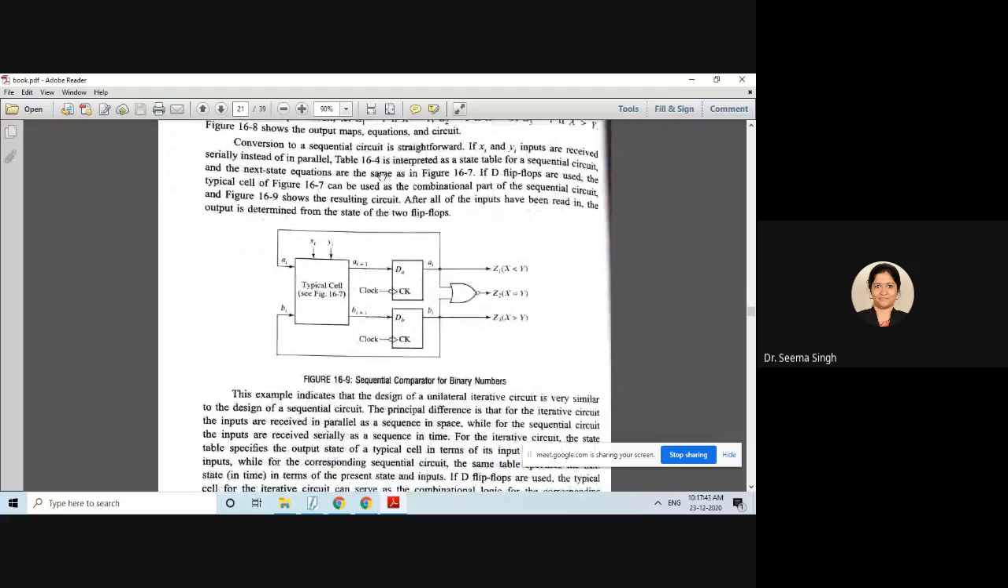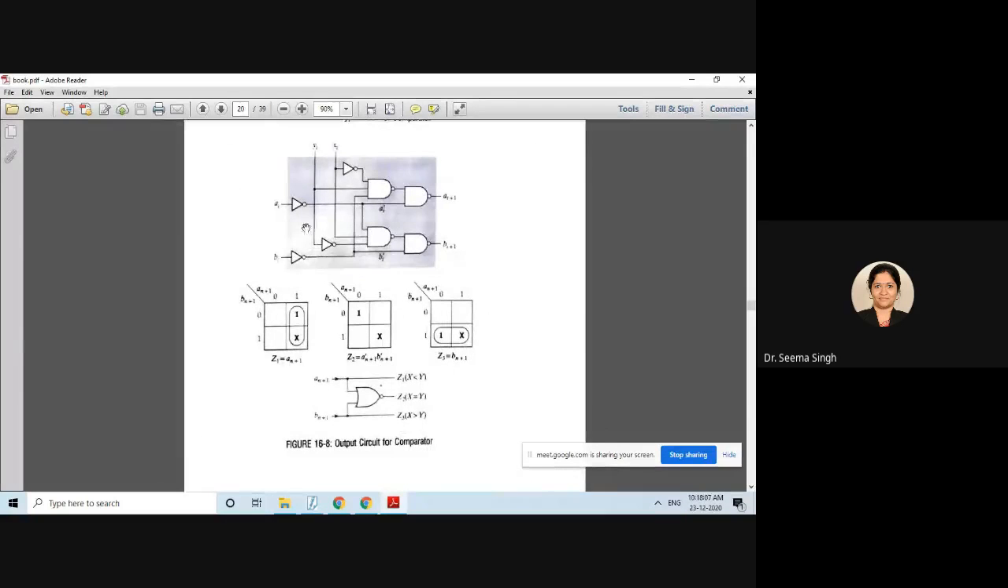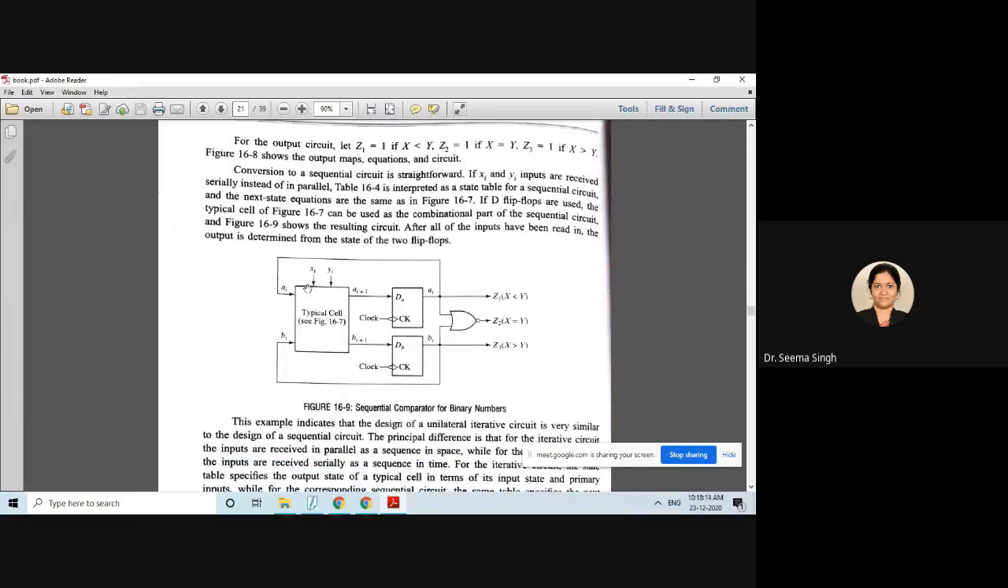Now see in this what is happening. Your output circuit remains same. Output circuit is nothing, one XOR gate. So it will give you x greater than y, x less than y, and x equal to y. Output circuit remains same. What we are doing? We are having only one such cell. What is your typical cell? Typical cell is this only. Typical cell connects your present state to next state with the present input. So the typical cell remains here.